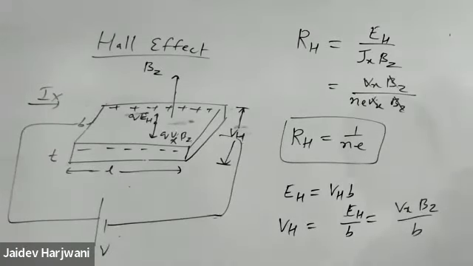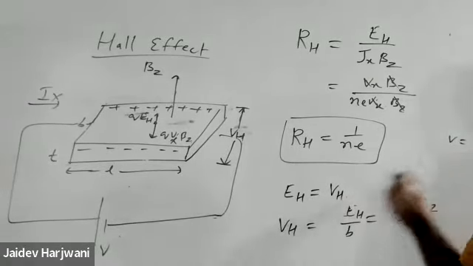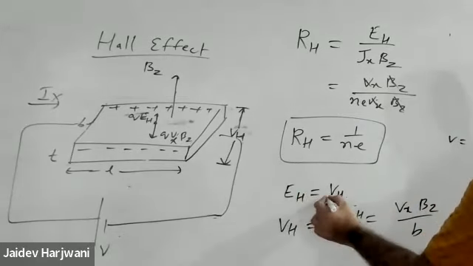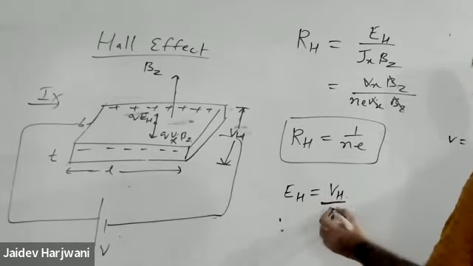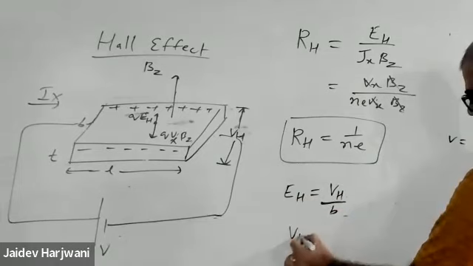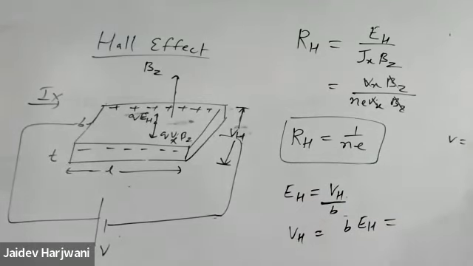Now can you change this formula? VH upon B नहीं होगा. EH is equal to VH upon B. हमारा क्या होता है? V equal to ED होता है ना? हाँ, सही. So V equal to ED होता है, VH by B, correct. So VH by B. So now VH will be what? B into EH. Now I can write this is VX BZ B.